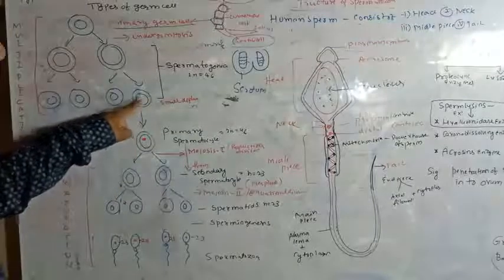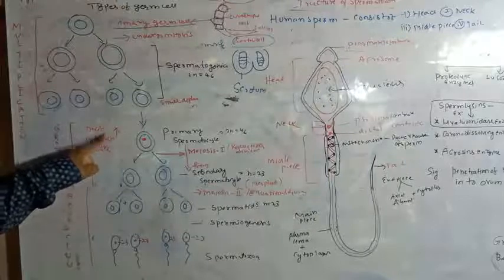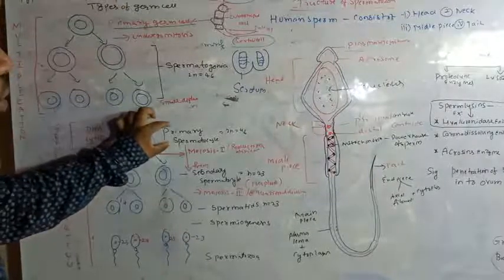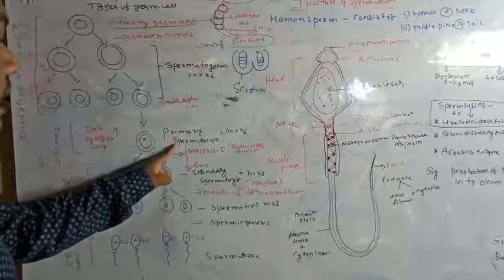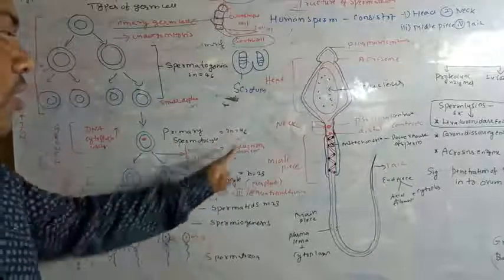This is the spermatogonia. In the spermatogonia, what happened, beta? Increasing the cytoplasm and DNA content means the size will double. So that is said to be the primary spermatocyte. It also has a diploid nature, meaning 2n is equal to 46.